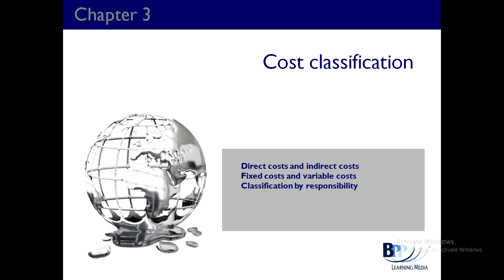Hi, in this particular video I want to discuss cost classifications. Costs can be classified in different ways. Number one, costs can be classified as either direct or indirect costs, fixed costs and variable costs, and costs can also be classified as production and non-production costs. Costs can also be classified as functional costs. And then we'll look at classification by responsibility as well. So let's start.